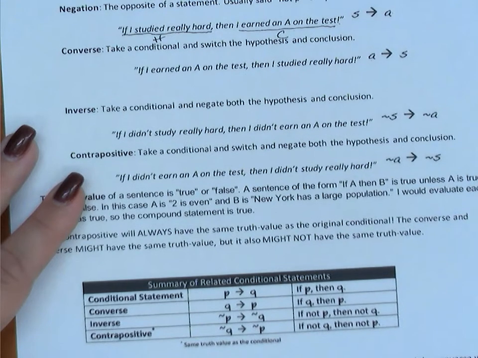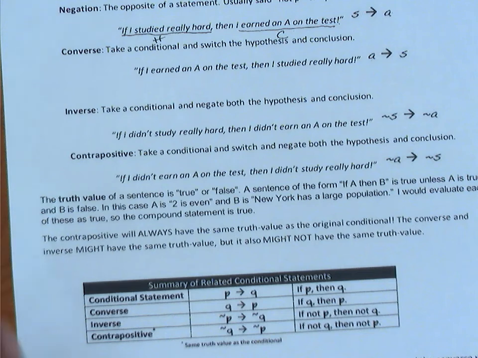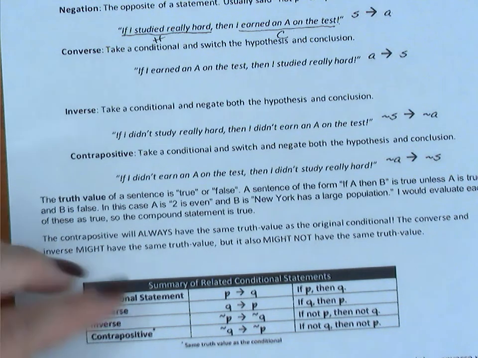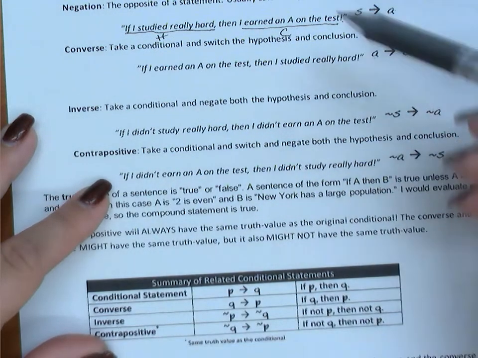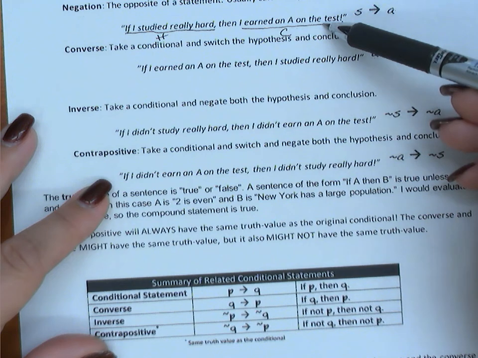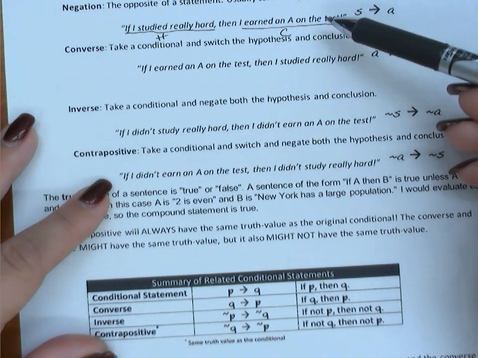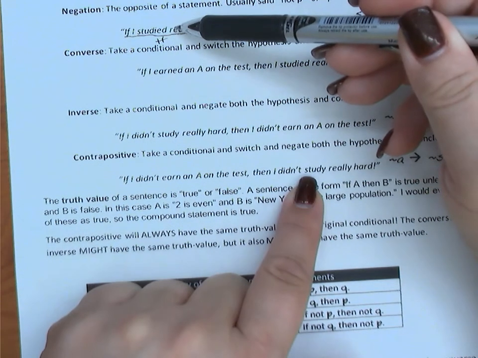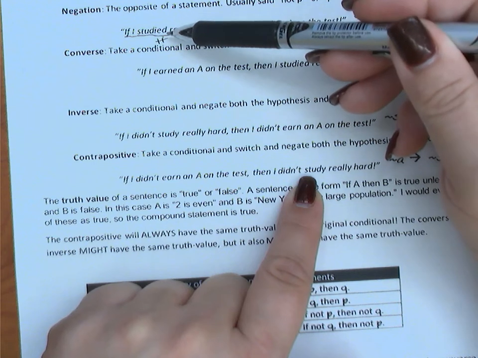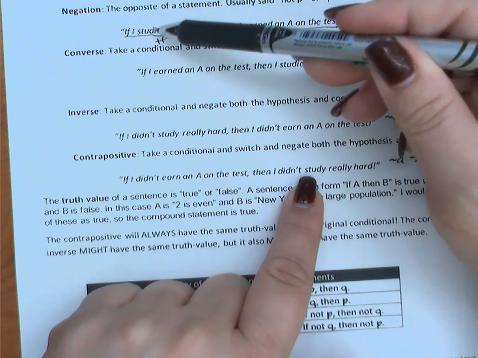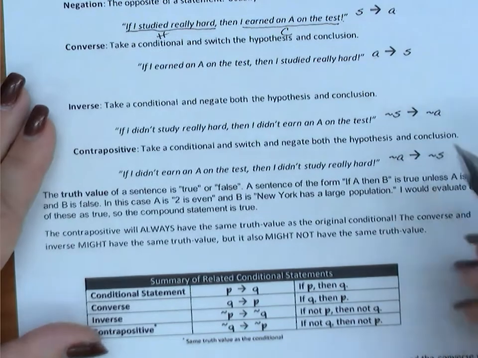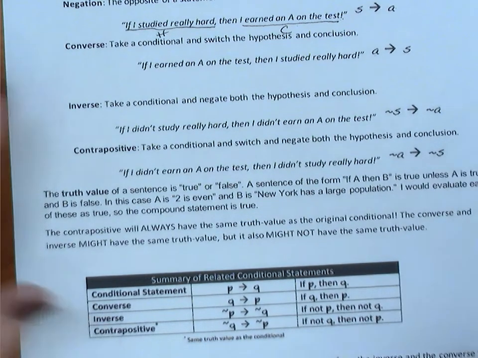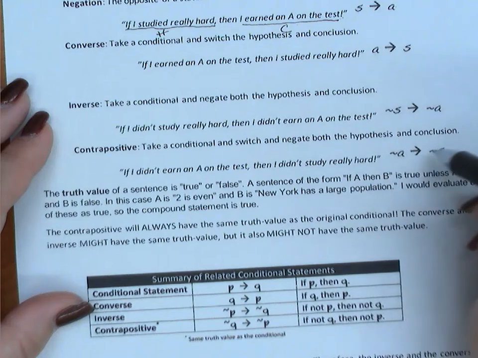Contrapositive. Take a conditional statement and switch and negate both the hypothesis and the conclusion. So now I'm doing the converse, and I'm making it an inverse. So I'm conversing, inversing. So it's called a contrapositive. So taking the conclusion and making it the hypothesis, but using the not form of it. If I don't earn an A on the test, then now I'm taking the hypothesis and making it the conclusion, but I'm taking the opposite of it. Then I didn't study really hard, right? So if not A, then not S. So if I didn't get an A, then I didn't study hard.